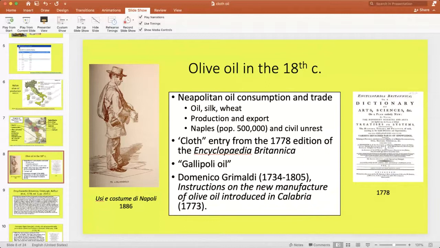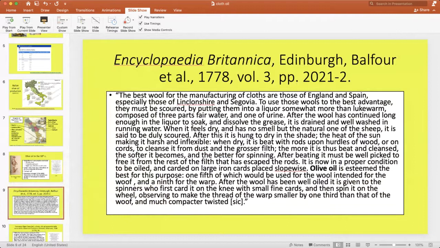Well, we get a hint about that from an entry in, of all places, the Encyclopedia Britannica from 1778. And this is a long quotation, but I can't resist reading it because I find it so delightful. So bear with me. And it's about wool production. "The best wool for the manufacturing of cloths are those of England and Spain, especially those of Lincolnshire and Segovia. To use those wools to the best advantage, they must be scoured by putting them into a liquor somewhat more than lukewarm, composed of three parts fair water and one of urine."